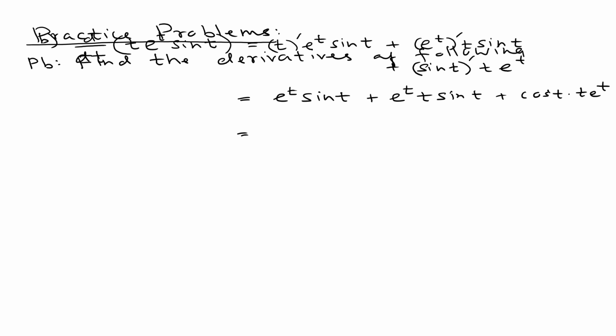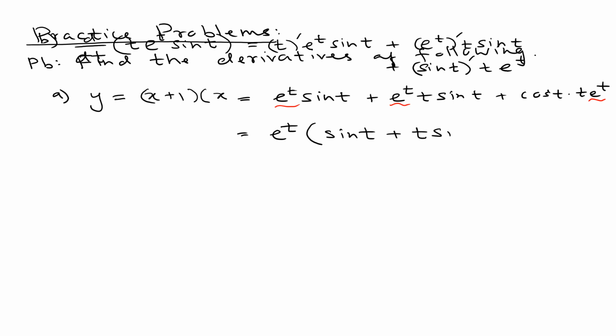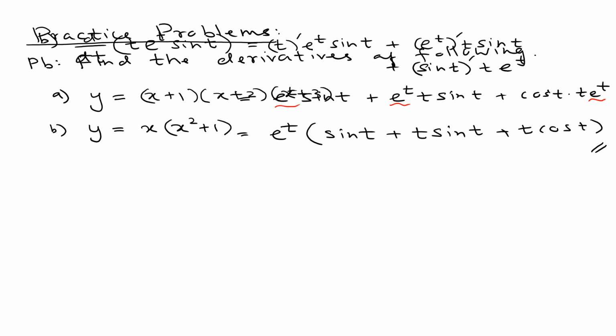Now we do the algebra part. You can see that e^t is common to all of those terms. That mostly happens when you have e^t functions. So if you take that out as a factor, you're going to see e^t times (sin t plus t sin t plus t cos t). So that is the derivative you get. Now you can try these problems as practice problems, and again you can match the solution with the solution in the description.